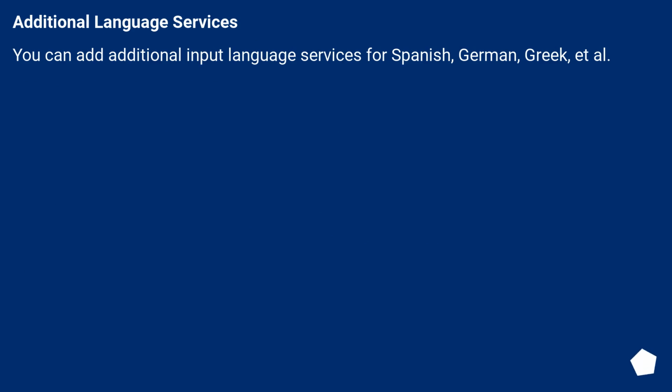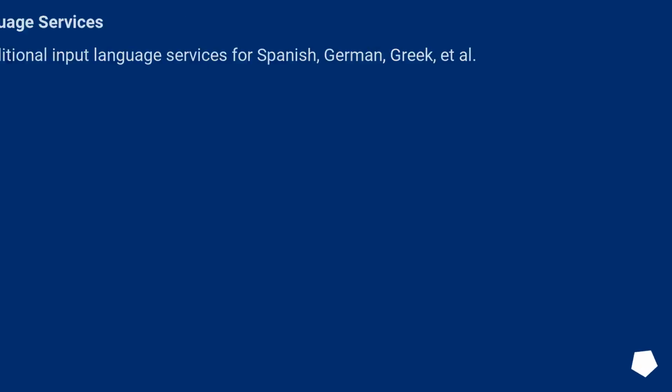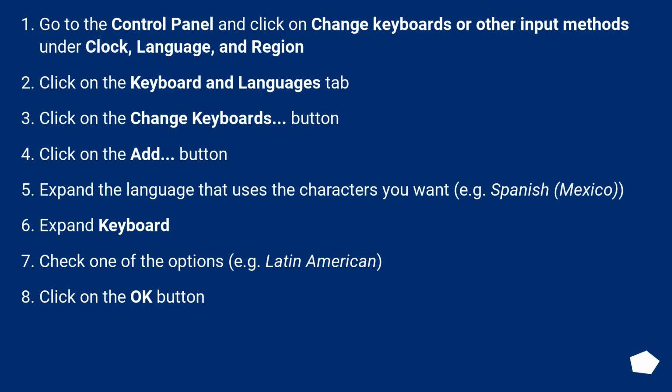Additional language services. You can add additional input language services for Spanish, German, Greek, et al. Go to the Control Panel and click on Change keyboards or other input methods under Clock, Language and Region. Click on the Keyboards and Languages tab. Click on the Change keyboards button. Click on the Add button.